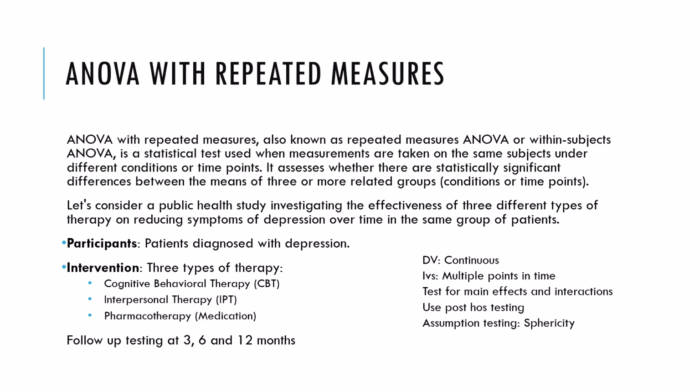So again, the dependent variable must be continuous. The independent variables are going to be at different points in time. You're going to test for main effects and interactions. You're going to use post hoc testing, and you're going to test for the assumption of sphericity in this example.